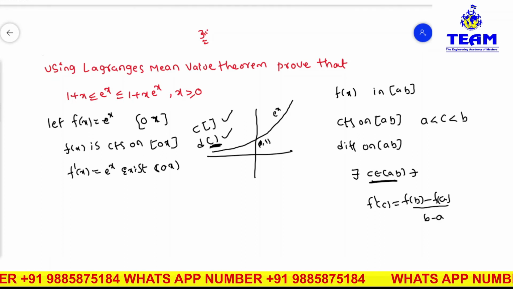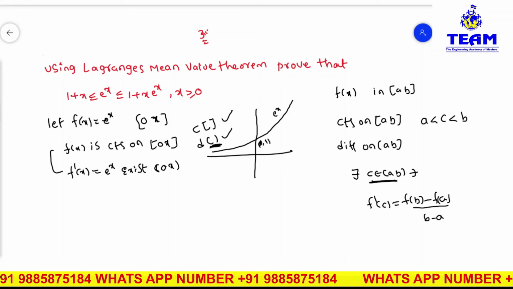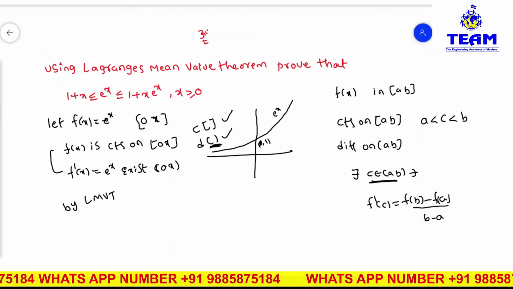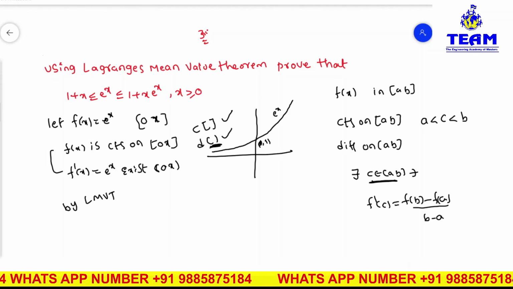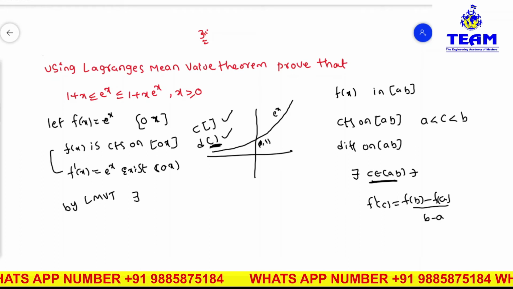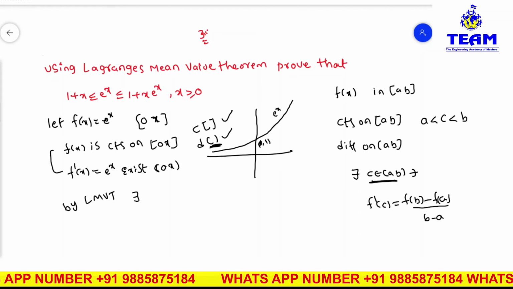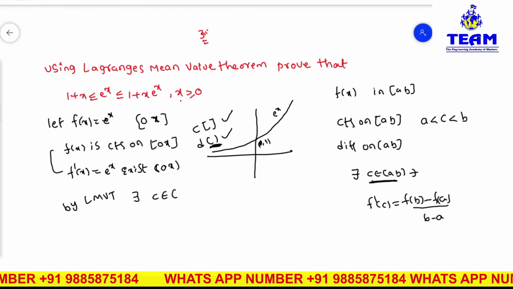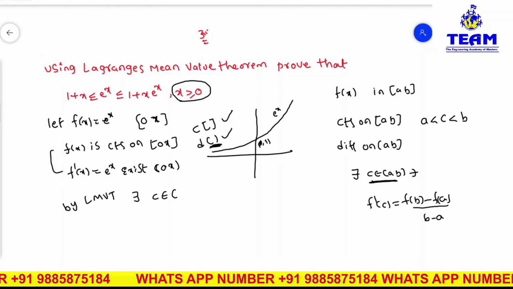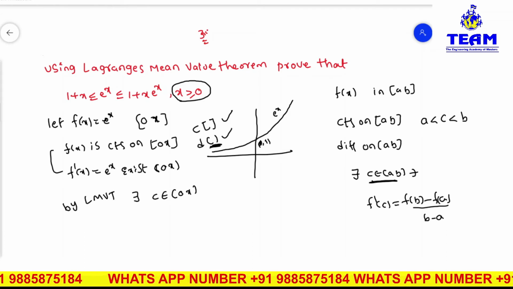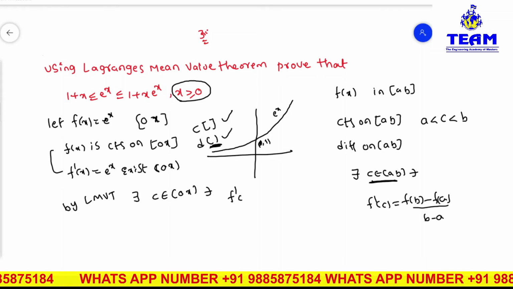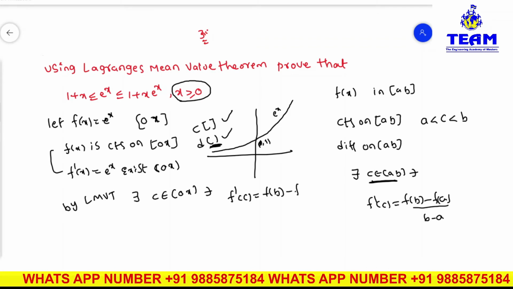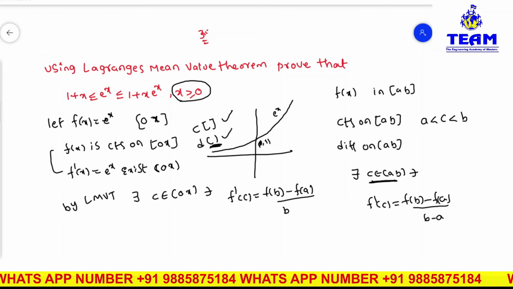Next, what we have? First two conditions of LMVT satisfied. So we can apply LMVT. So by LMVT, Lagrange's mean value theorem, there exists at least one element C belongs to open interval A comma B. What is A comma B here? x greater than or equal to 0 we have. So open interval 0 comma x, such that f dash of C, means derivative at that point, is equal to f of B minus f of A by B minus A.